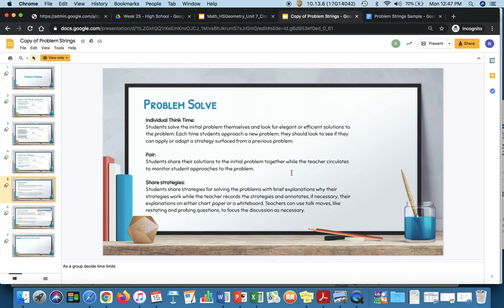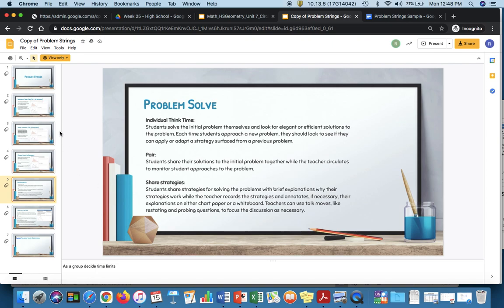And then after that, share strategies. Have students come together and share the strategies that they used to solve the problems. And the teacher is going to record all these strategies and annotate, if necessary, their explanations. Again, we're not going to use a chart or whiteboard, but we do have tools that we could use in the digital world, like a Jamboard. And the teacher can use talk moves like restating and probing questions to focus on the discussion as necessary.